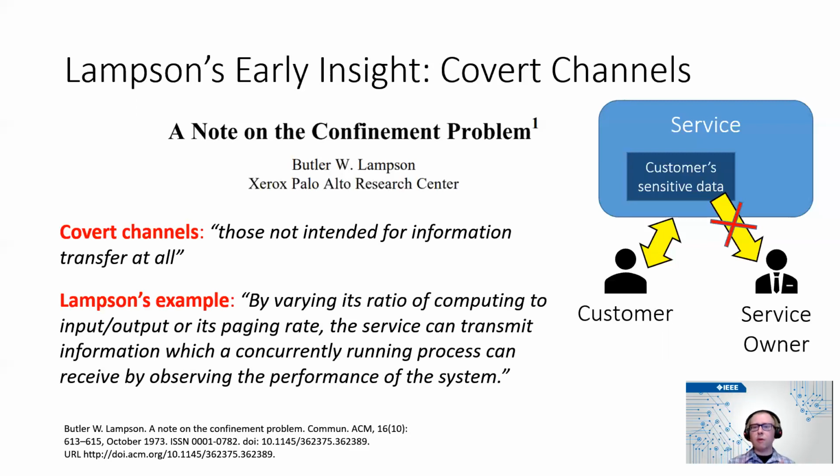Lampson says that covert channels are those channels not intended for information transfer at all. And he gives this really clever and insightful example of a computer varying its I/O ratios to encode a high or a low signal and secretly or covertly transfer information to someone such as the service owner, who should be otherwise prohibited from having access to that information. So the paper is totally brilliant, in my opinion.